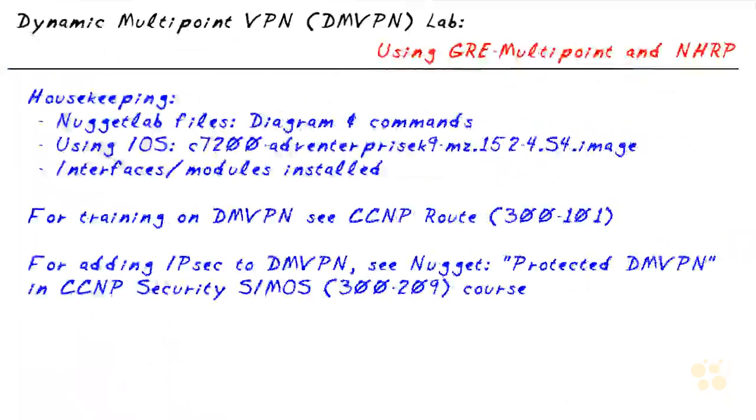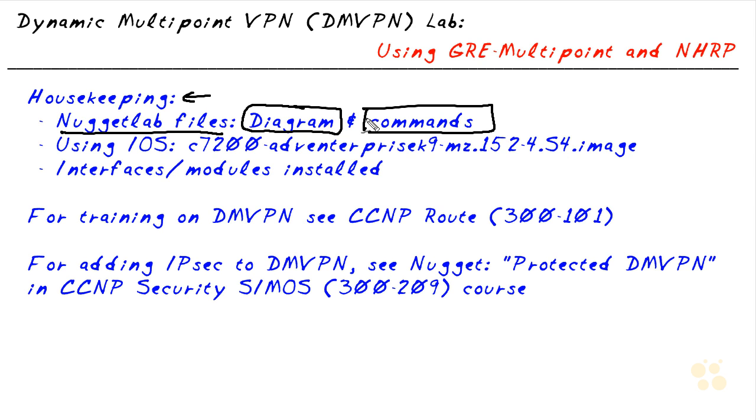Because this is our first nugget with content, I want to share with you some housekeeping rules. Number one, the Nugget Lab files, which are associated with this course and which you can download from the CBT Nuggets website. They are usually going to include the diagram for the current topology that we're working with, as well as all the commands that we're using in the nugget.